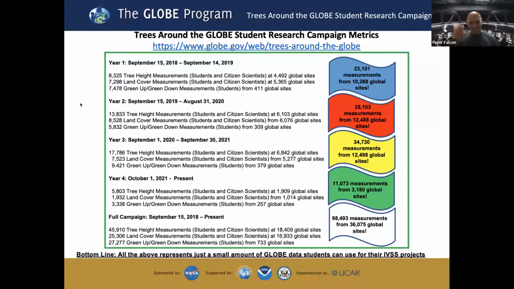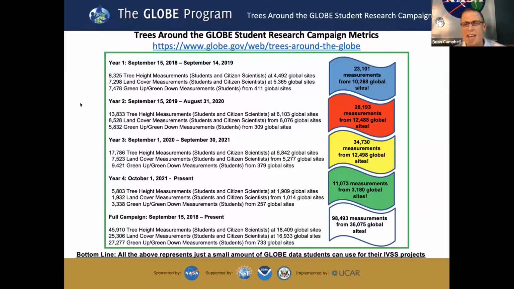So with this said, we are so close right now to hitting 100,000 measurements for the life of the campaign. As you can see, if you go all the way to the bottom under full campaign, we have almost 46,000 tree height measurements from over 18,400 global sites, 25,300 plus land cover measurements at almost 17,000 sites, and 27,000 green up, green down measurements from over 730 global sites. And as I always say, 99.9% of the green up, green down measurements come from the efforts of the students and educators who are part of the European Phenology campaign. So we thank you so much for that.